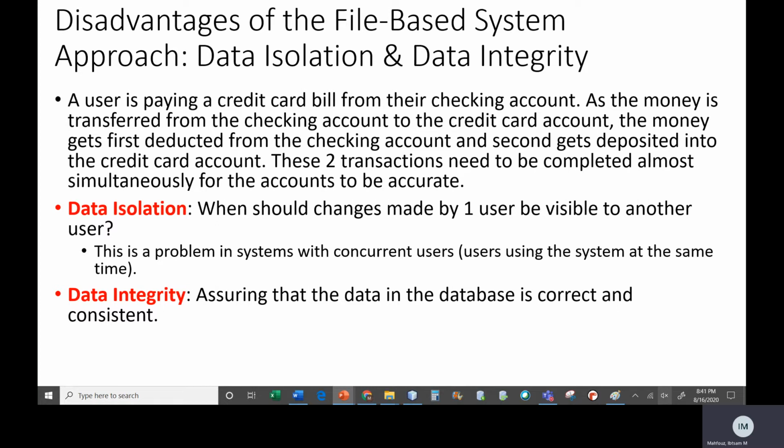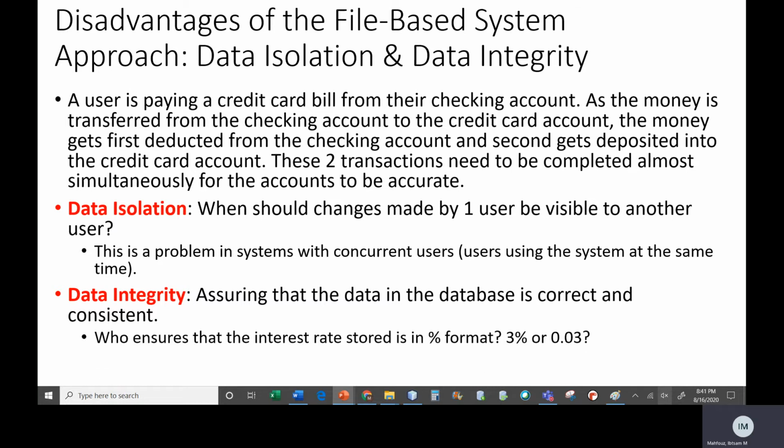Okay, so data isolation, when you have data that needs to be transferred, but now you have more than one user making the change, you need to make sure the changes that are made by the users are made simultaneously, so that when any user looks at your system, they see consistent data. And that's called data integrity.